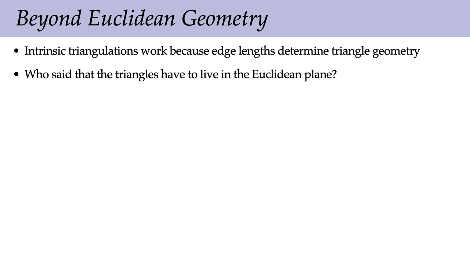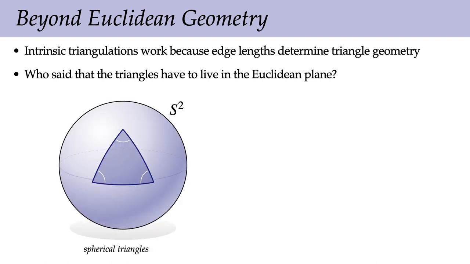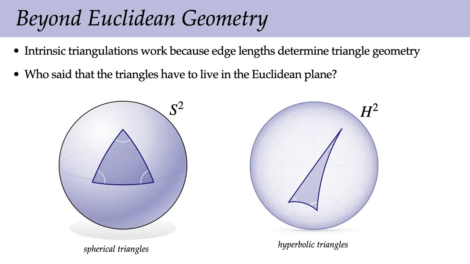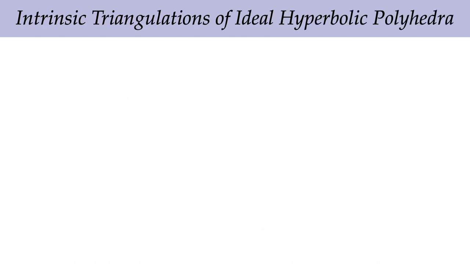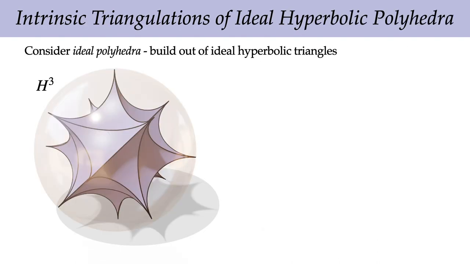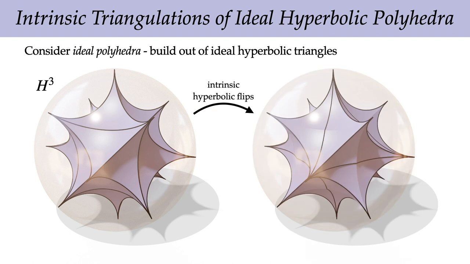But who said that we should only think about triangles in the Euclidean plane? We could, instead, consider triangles on the sphere, or even on the hyperbolic plane, which are also determined by their edge lengths. One example which shows up from time to time are ideal hyperbolic polyhedra. These are surfaces whose faces are hyperbolic triangles. Just like ordinary Euclidean intrinsic triangulations, we can encode these ideal polyhedra by storing a length per edge, and we can change our triangulation by performing intrinsic edge flips while always encoding the exact same geometry.